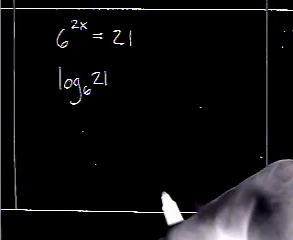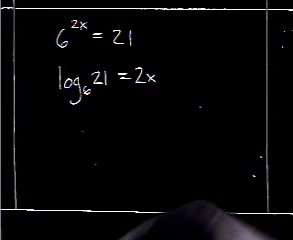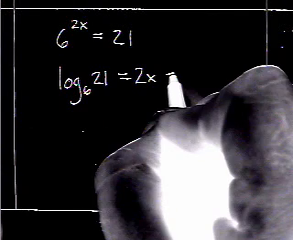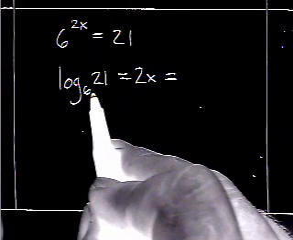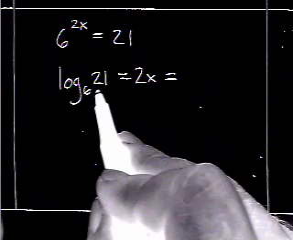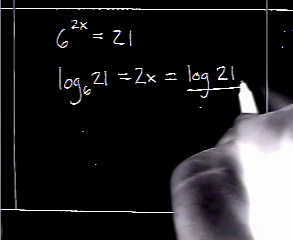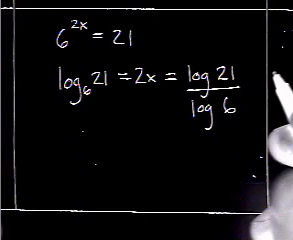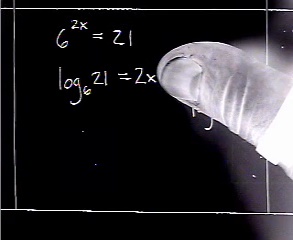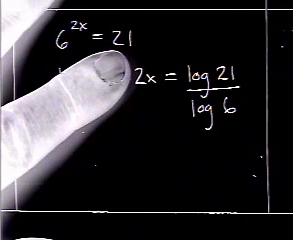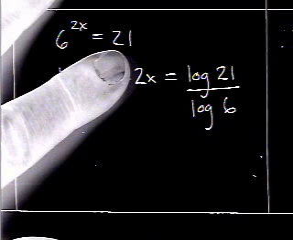Now, log base 6 of 21 equals 2x. Just to conserve space, I'm going to put another equal sign on this side, and take this logarithm right here and change the base: log 21, the log of the argument, over log of the old base. So now, instead of this equation, I'm really dealing with this equation. All I did was change the other side by using the change of base theorem.